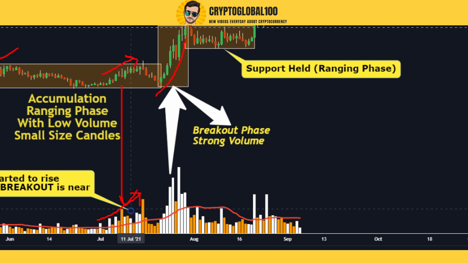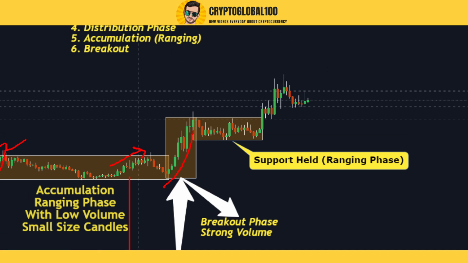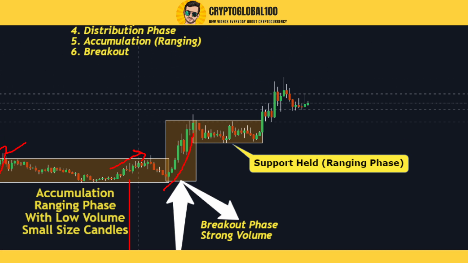Strong breakout, price went up with a strong volume, okay, it went up and broke out. And then afterwards what happens after the breakout? Again, we have to move down into one of two things, either the distribution phase or the accumulation phase. And you can see again the price went into the distribution phase after the breakout.